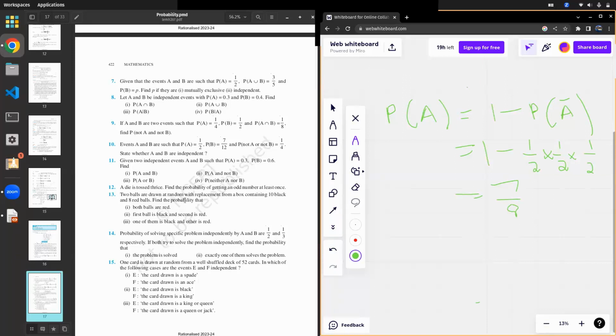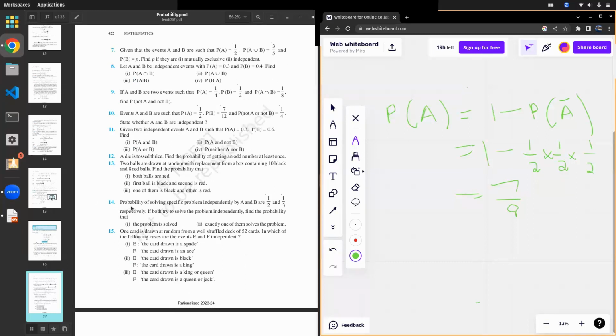So the first one, probability that both balls are red. That implies probability of first ball is red into probability of second ball is red. The second part of the question can be calculated as probability of first ball is black into probability of second ball is red. The third question is one of them is black and the other is red. So this can be calculated as the sum of probability of first ball is black and second ball is red, and probability of first ball is red and second is black. So this will be our required answer for this 13th question.